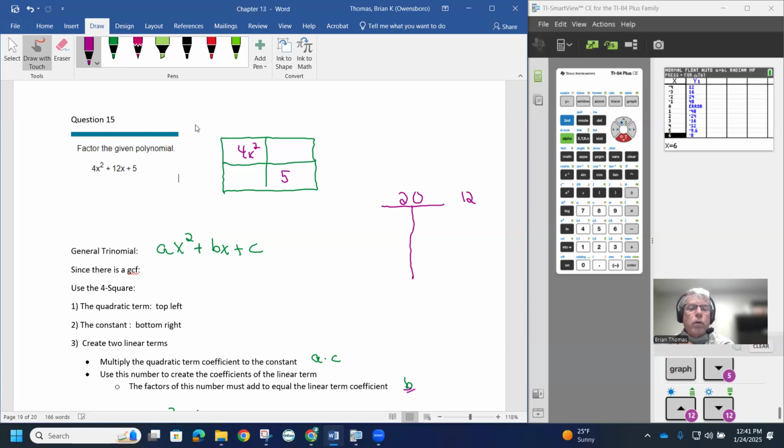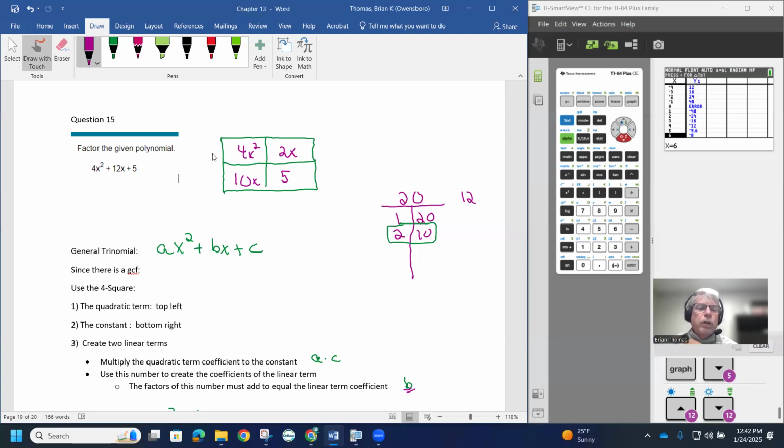So in doing this, we know 1 times 20 is 20. 2 times 10 is 20. And I'm already seeing, wow, 2 plus 10 is 12. So there's my winner. I don't have to go any further. So these become our linear term coefficients, and it doesn't matter what order you put them in. I'm just going to put the 2x up here, and then the 10x here. Notice that the 2x and the 10x give me the 12x. So the linear term gets broken into 2 linear terms. This creates our box.